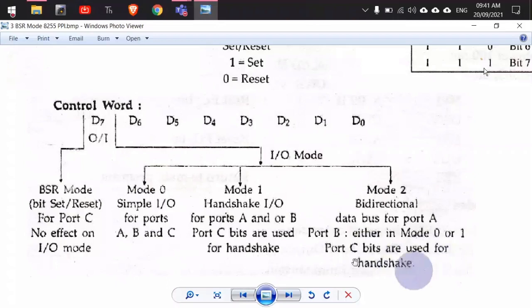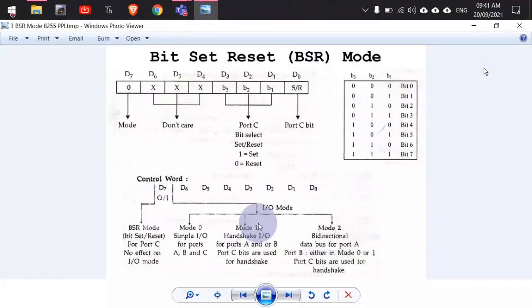In mode 1, ports A and B can function as either input or output ports, and port C will be assisting them. In mode 2, port A and port B will be functional, but the bidirectional advantage is available to port A only. Port B can do anything it wants. It can go in mode 0 or mode 1 depending upon the need, and port C will obviously be assisting port A and port B, right? So this is the complete story.